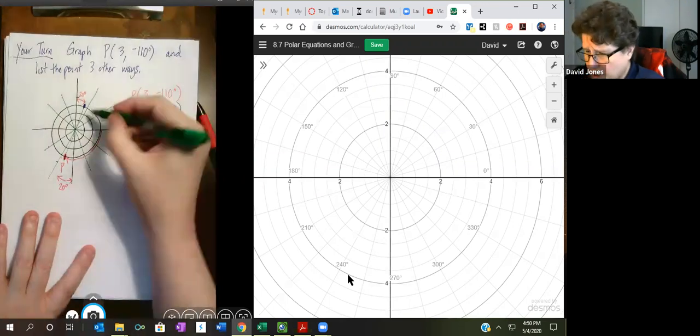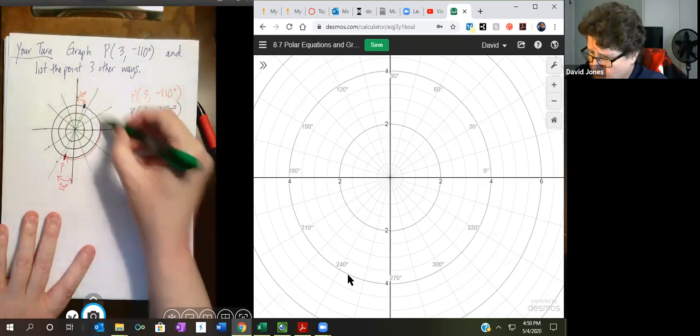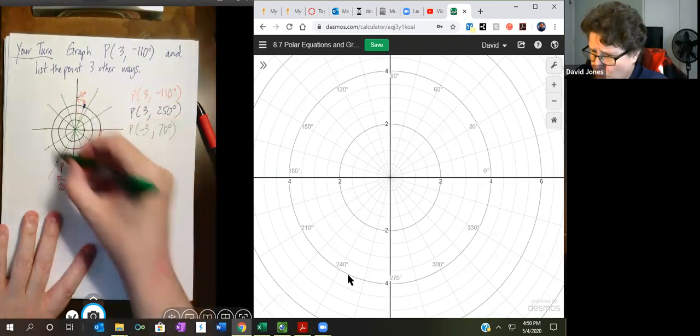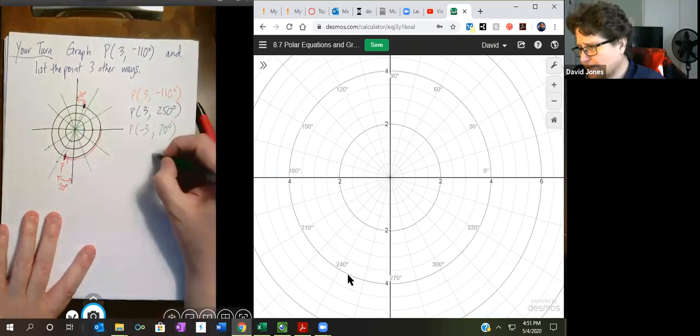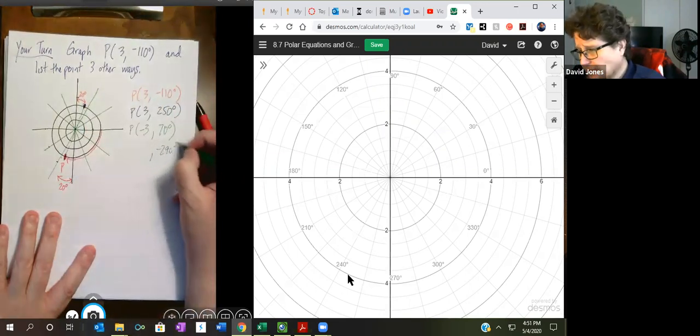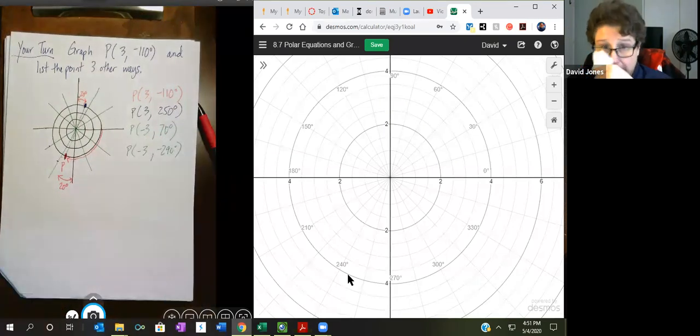And the other option is going counterclockwise around there. I've got 0, 90, 180, 270. Another 20 degrees is 290 degrees. And then we'll reflect using the negative radius.